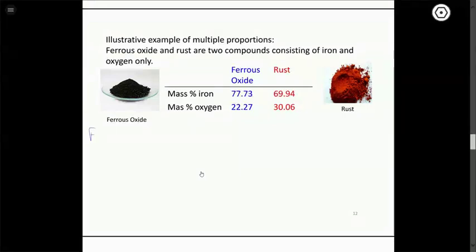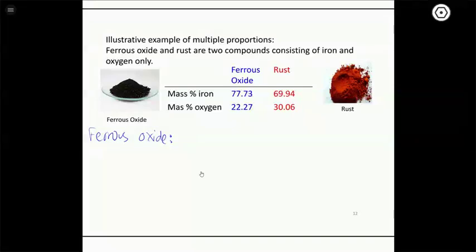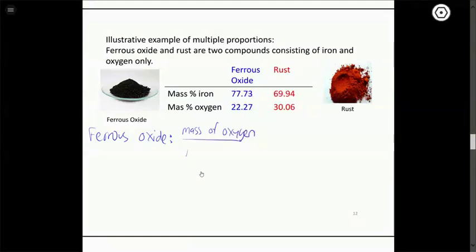So if we have ferrous oxide, first compound here that we're dealing with iron and oxygen, let's figure out how much oxygen would combine with 1 gram of iron. And so the way we do that is we just divide the two mass percents. If we want to know how much oxygen is there for every 1 gram of iron, we divide the two mass percents.